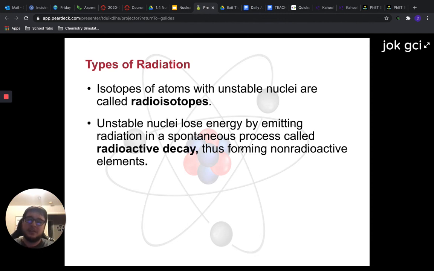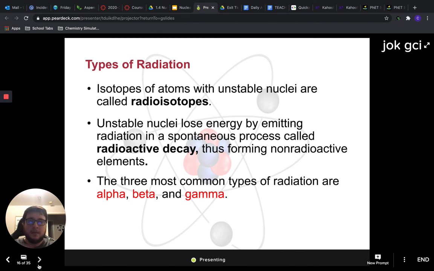All right, so when something is very unstable, it's going to want to get rid of something so that it can become stable, and that's when it emits things from its nucleus to achieve that. There are three common types of radiation. They're alpha, beta, and gamma. We're going to talk about what each of these is.